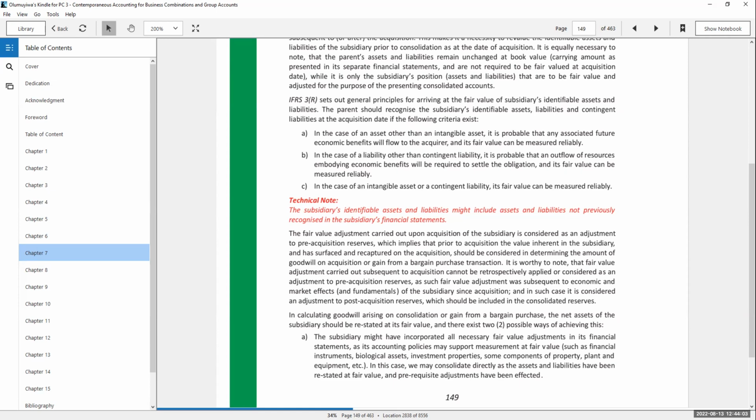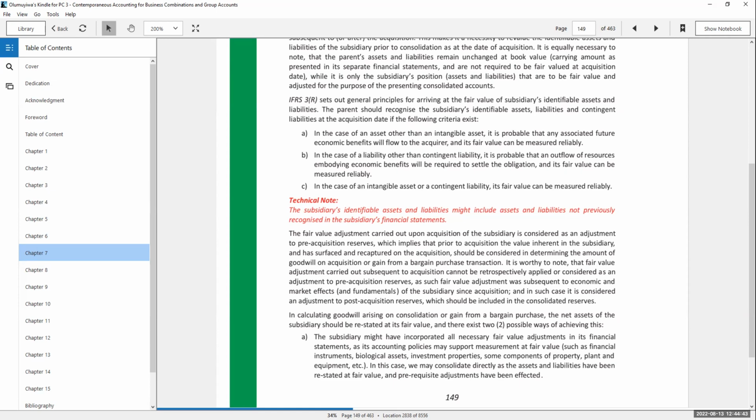It is worthy to note that a fair value adjustment carried out subsequent to acquisition cannot be retrospectively applied or considered as an adjustment to pre-acquisition reserve. Such an adjustment is subsequent to economic and market effects, that is, the fundamentals of the subsidiary since acquisition. In such a case, it is considered an adjustment to post-acquisition reserve, which should be included in the consolidated reserve. In calculating goodwill arising on consolidation or gain from a bargain purchase, the net assets of the subsidiary should be restated at their fair value.